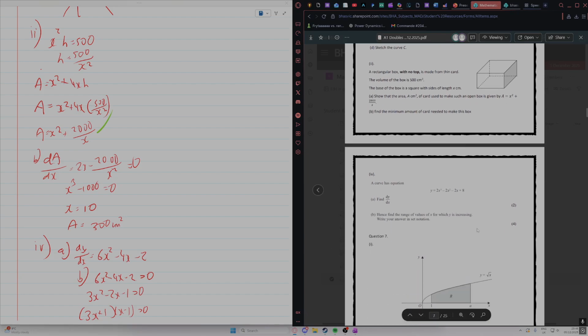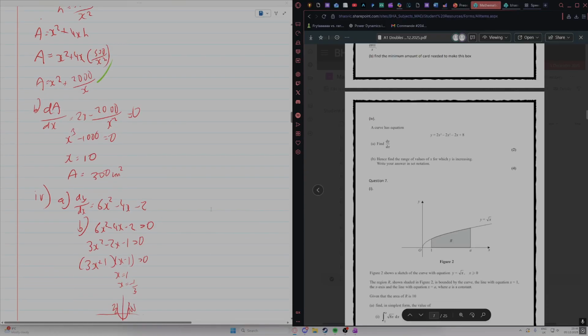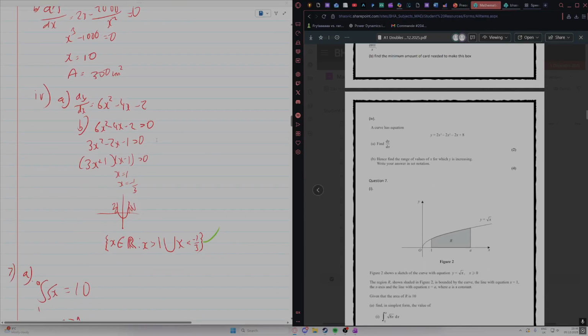Next we have some more boring stuff. Just differentiate again. Then set it to greater than 0 because it's saying find when it's an increasing function. It does say write your answer in set notation.